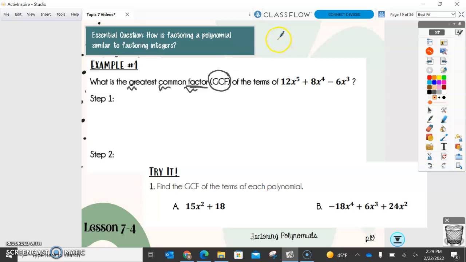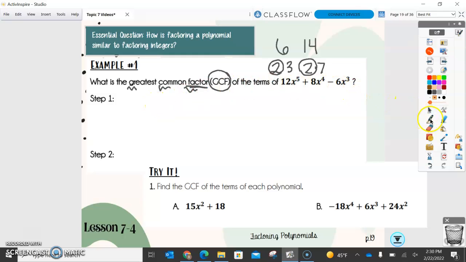If I had, say, 6 and 14, and I asked what's the greatest common factor of those two numbers, we're looking for what number goes into both 6 and 14, or multiplies to 6 and multiplies to 14. Well, 2 does. 2 times 3 makes 6, and 2 times 7 makes 14. So we say our GCF, or our greatest common factor, is 2. Again, we're looking for the highest number that divides out of those numbers.